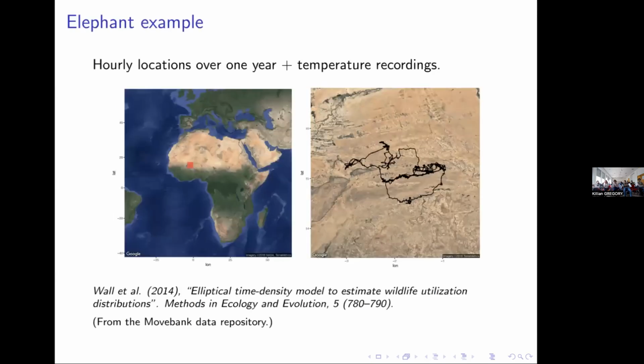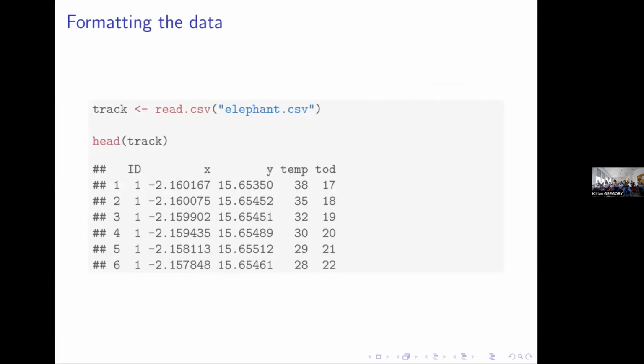Okay, so just a few quick examples here. This is elephant data from this paper, in Africa, and here's what the track looks like. It came from Movebank, but I don't think they've done this type of analysis with it before. So this was made as a nice example in the paper we wrote. This is an example of what the data look like.